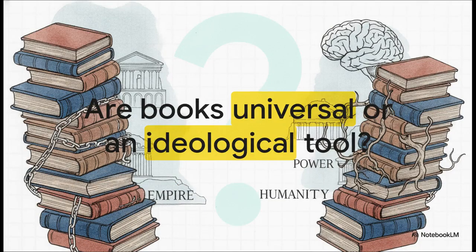Which leaves us with this final thought. Next time you take a look at the books on your own shelf, ask yourself, do they simply represent timeless, universal human values, completely independent of history and politics? Or are they the result of a carefully constructed ideological tool, shaped by the needs of an empire, the fears of a ruling class, and the ever-shifting definitions of what it actually means to be human? It's a whole lot to think about, isn't it?